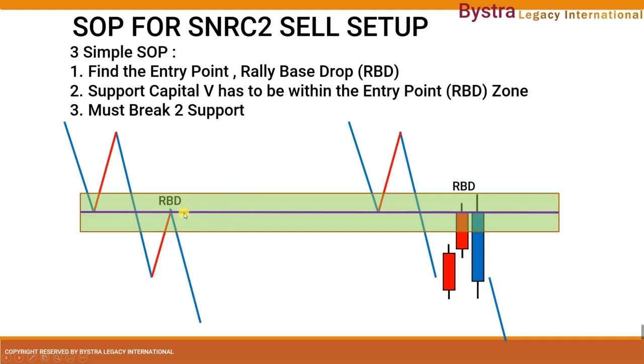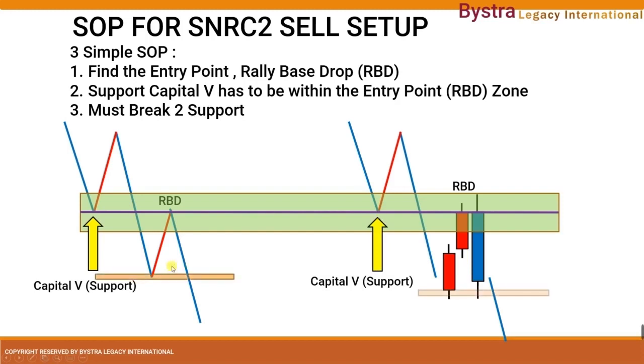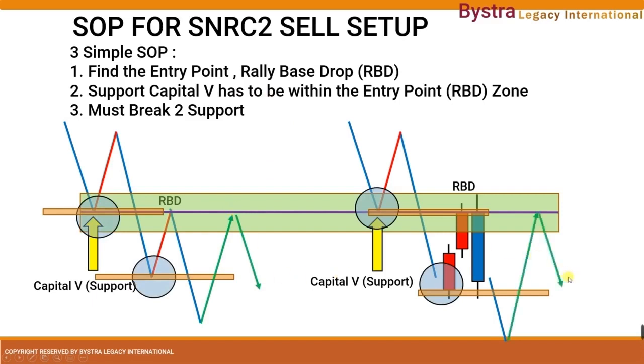Okay, so our entry point, our PO, sell limit would be this horizontal line, aligned together with the capital V, which is the support. So this is the area where you need to set your sell limit. Okay, so this is the capital V. So two support, first support, second support. Okay, so we need to break the first support, second support. After breaking these two support, then only is it considered a full valid SNRC2 sell setup, which is it met all of the three SOP for the SNRC2 sell setup. Price would then come back to this area and continue on the downtrend.